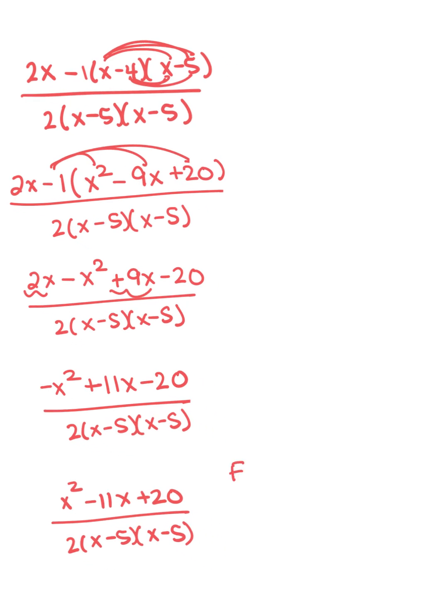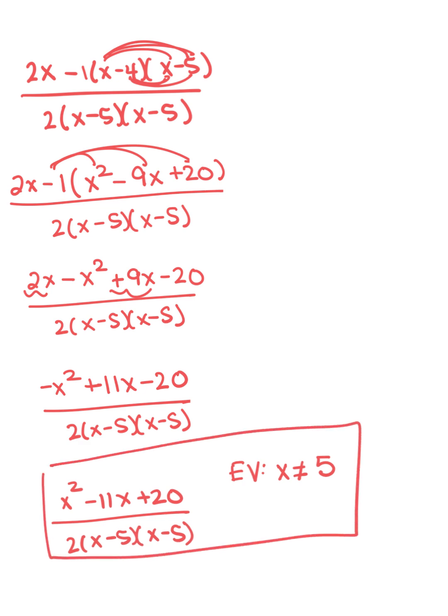So excluded values come from my denominator. Remember, the 2 isn't going to give me one. That's not a variable, so I don't get one from that. But I will get one from the x minus 5, so I'm going to get a positive 5. And since I can't factor, that's going to be my answer.